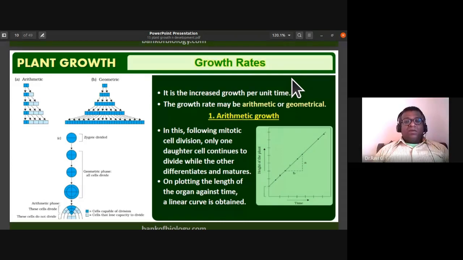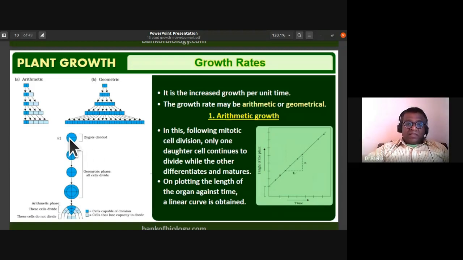In arithmetic growth, following mitotic cell division, only one daughter cell continues to divide while the other differentiates and matures. On plotting the length of the organ against time, a linear curve is obtained. So you get a straight line curve. That is seen in the case of arithmetic growth.